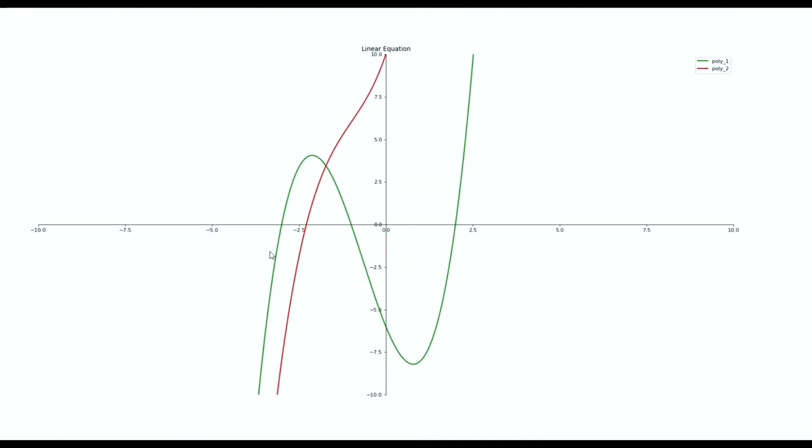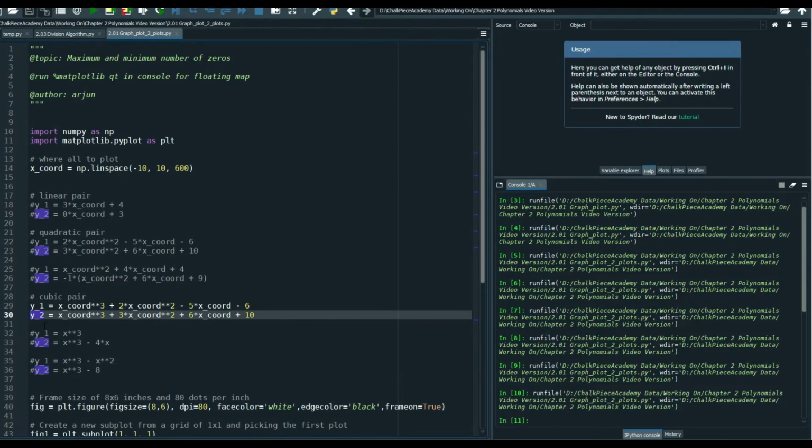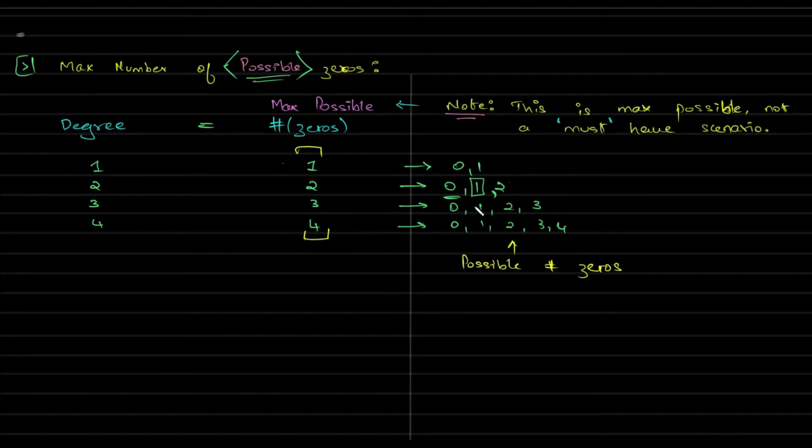So here it's very clear. You have 1, 2, 3 zeros for the green polynomial, while the red polynomial is producing a graph which is crossing the x-axis at only one place. But yes, both are cubic polynomials, x cube. Both are cubic, but it is giving a different number of zeros. So in one case it gave us 3, in another case it's giving just 1.